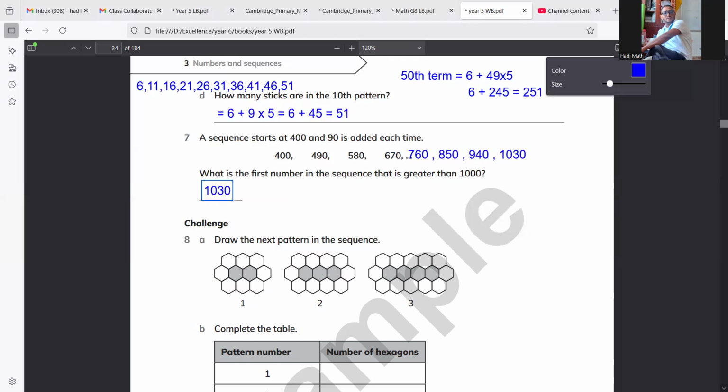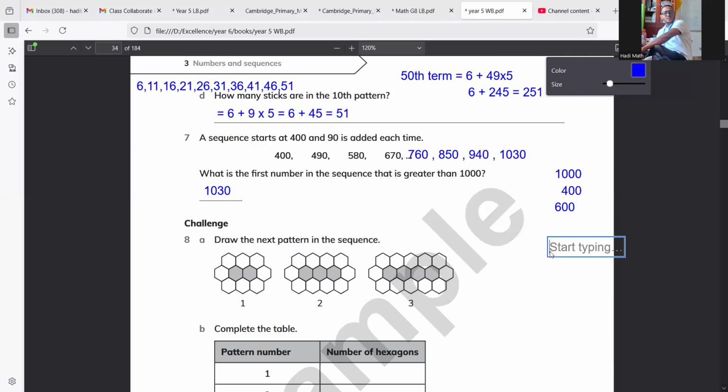So your number is 1030. Do we have another method so we can find this without counting? Yes, we do. Look at your first term. It is 400. And you need to reach 1,000. Just make 1,000 minus 400. That is equal to 600. Then divide 600 by 90.